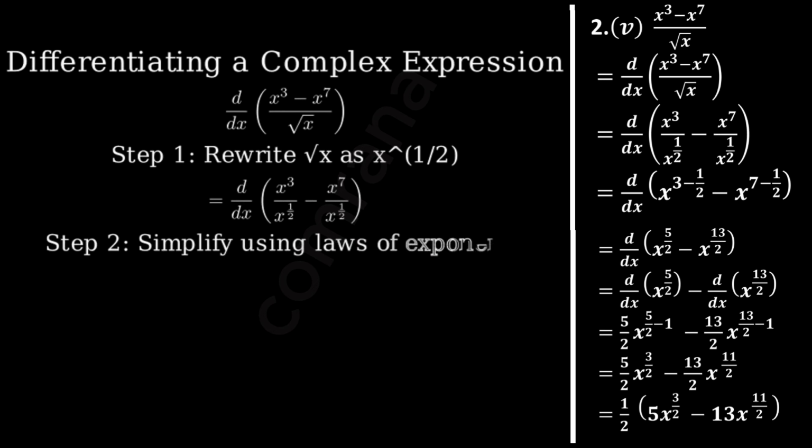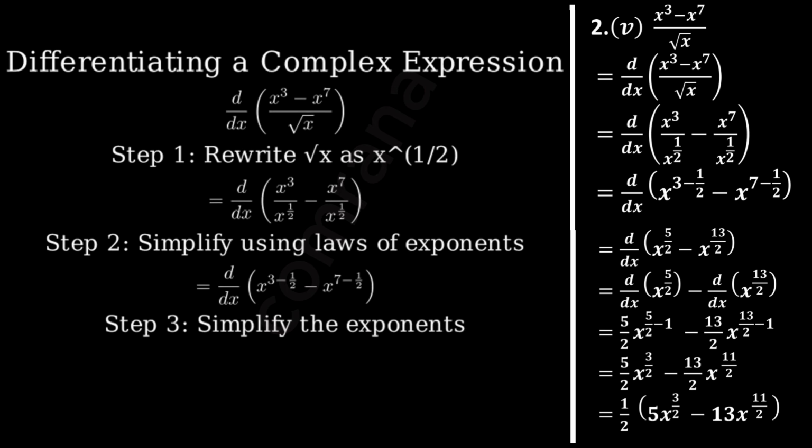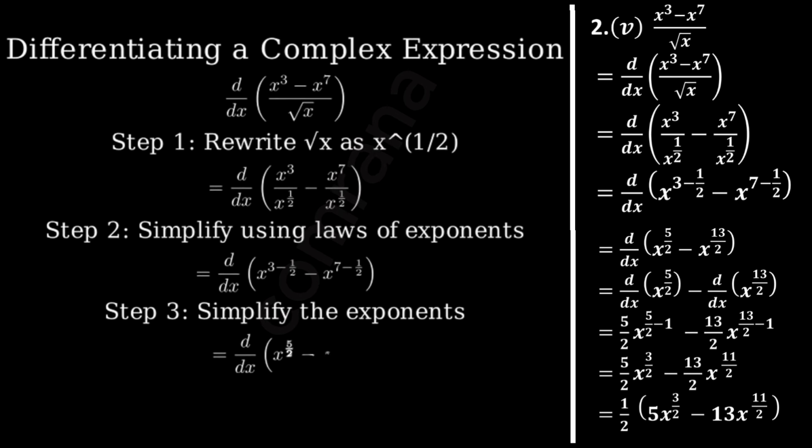Next, we can simplify each fraction using the laws of exponents. When dividing terms with the same base, we subtract the exponents. So x cubed over x to the 1/2 becomes x to the power of 3 minus 1/2, and x to the 7th over x to the 1/2 becomes x to the power of 7 minus 1/2. Let's simplify these exponents further. 3 minus 1/2 equals 5/2, and 7 minus 1/2 equals 13/2. So our expression becomes the derivative of x to the 5/2 minus x to the 13/2.